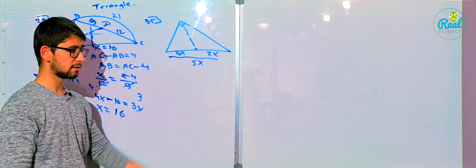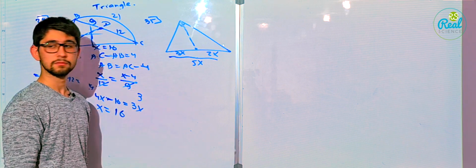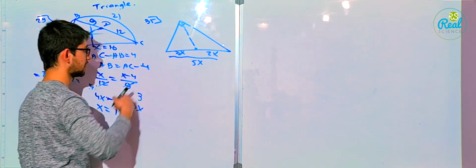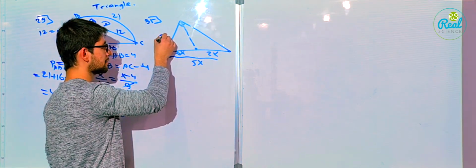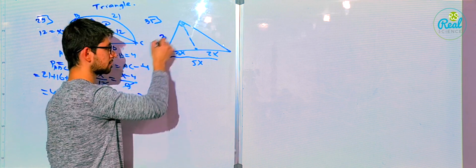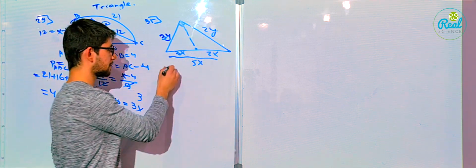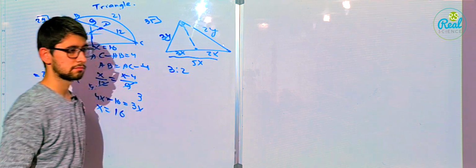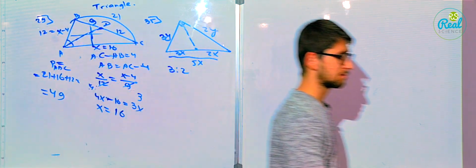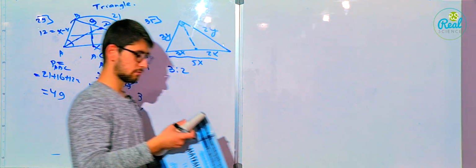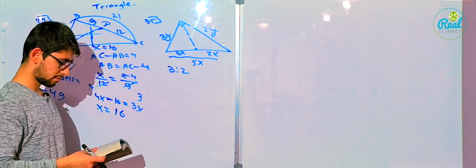So what is asked then? The ratio of legs, you mean? Yes. Okay. So they will be in the ratio of 3 to 2: 3y, 2y. They will have the same ratio, 3 to 2. That's it. That was quite easy.